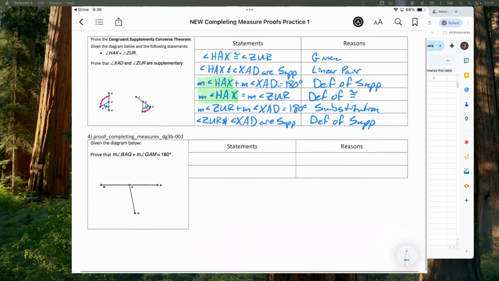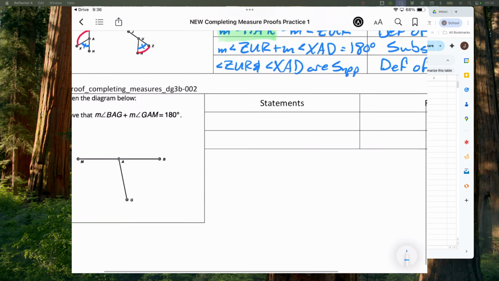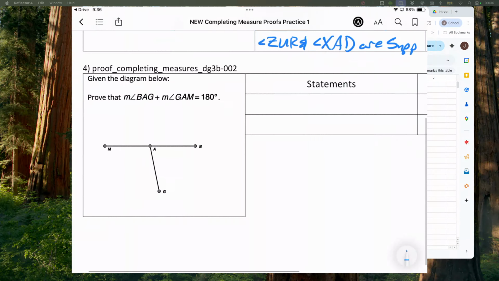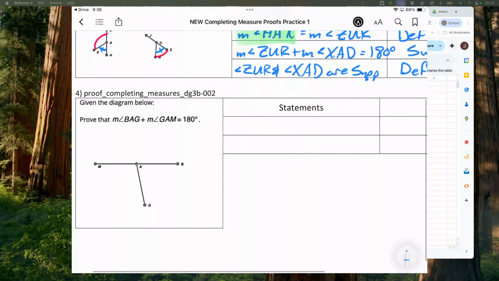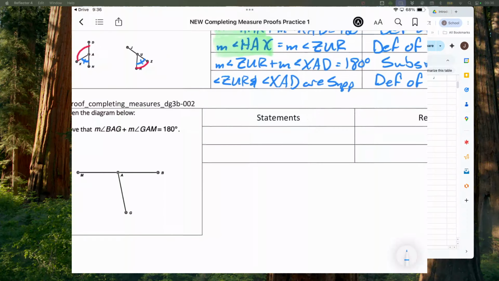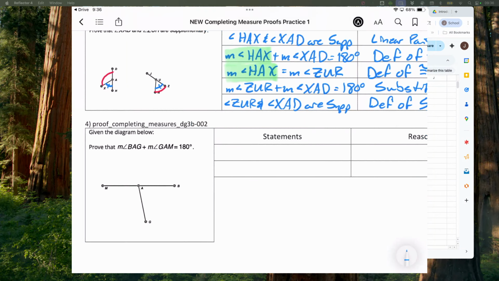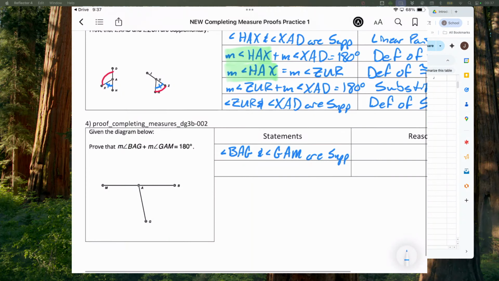Okay. Number 4. Prove that measure of angle BAG plus the measure of angle GAM equals 180 degrees. Well, that's pretty simple because look, it makes a straight line. So we can say that angle BAG and angle GAM are supplementary because they form a linear pair.